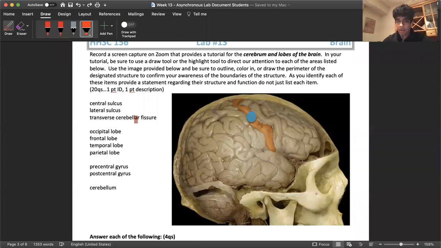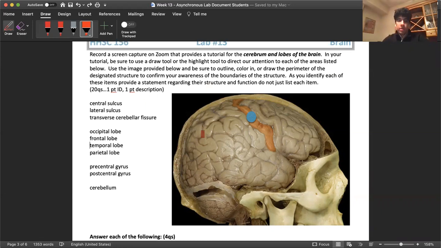I'm just gonna give a quick little rundown on this image right here about the cerebrum and the lobes of the brain. Our cerebrum is everything up here. This whole section right up here is considered the cerebrum. It's a large cauliflower-looking structure. It's the outermost portion of the brain, and it's the largest part of the brain.